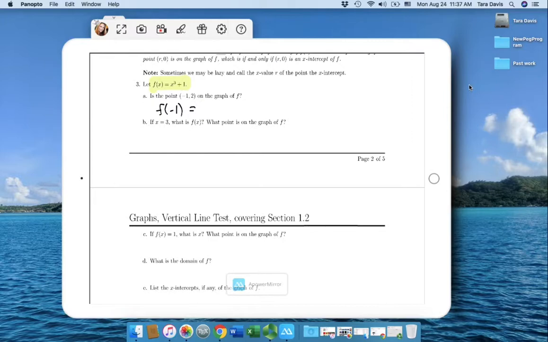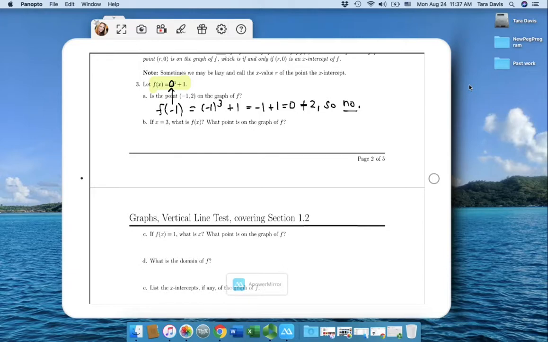So we know that f of negative 1, that means that everywhere we see the x, we replace it with negative 1. So f of negative 1 is negative 1 cubed plus 1. Negative 1 cubed, it's negative 1 times negative 1 times negative 1. So totally that's negative 1. So this is negative 1 plus 1, which is 0. So because f of negative 1 equals 0, not 2, so 0 doesn't equal 2, so then we can say no. That point is not on the graph of the function.